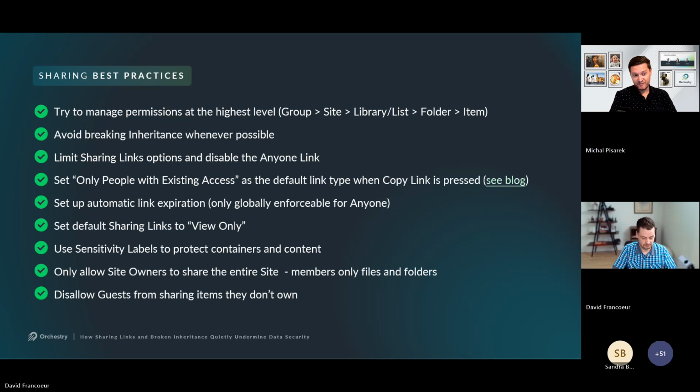Yeah, the other one is my favorite, and I don't know if people know this, that you can disallow guests from sharing items they don't own. It's really interesting, right? So again, by default, if you have a guest and a guest has access to a SharePoint site, and that SharePoint site has, let's say, the ability to share anyone links, that guest can go in and start cranking through and creating as many anyone links as you have. Bizarre. There is an option. I don't know if people know this. There is an option to actually disable this. Yes. For some reason, by default, it's not enabled.